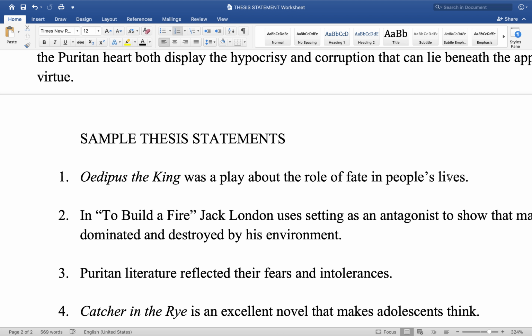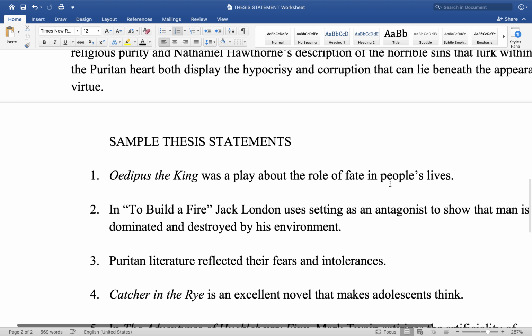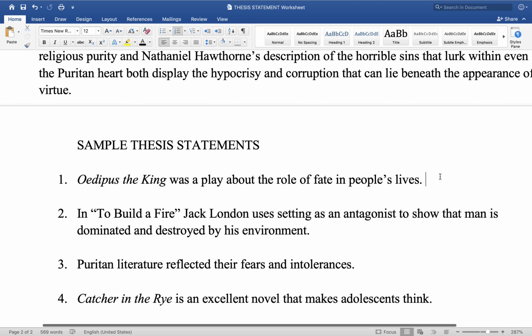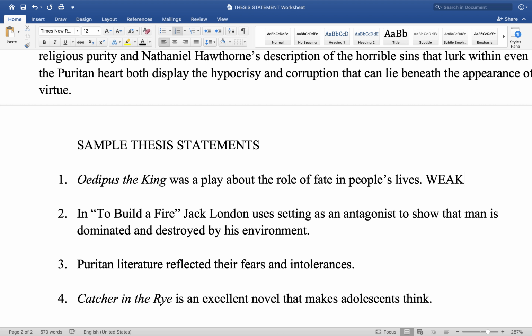Well, what role does fate have in people's lives? Is fate inescapable? Is fate just a construct of society? What about the play is helping to show this role of fate in people's lives? So this is all just too vague and not enough there. So this one was weak. You could even call it, if you want to be harsh, trash. There you go. Let's look at number two.